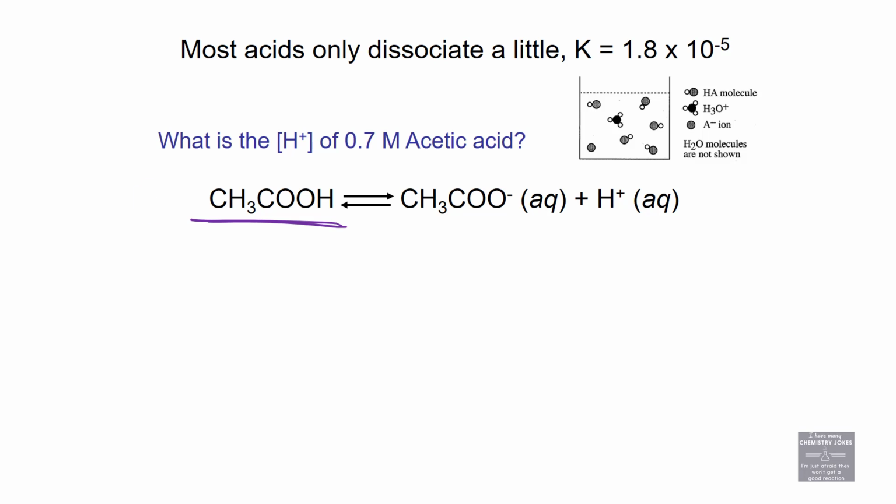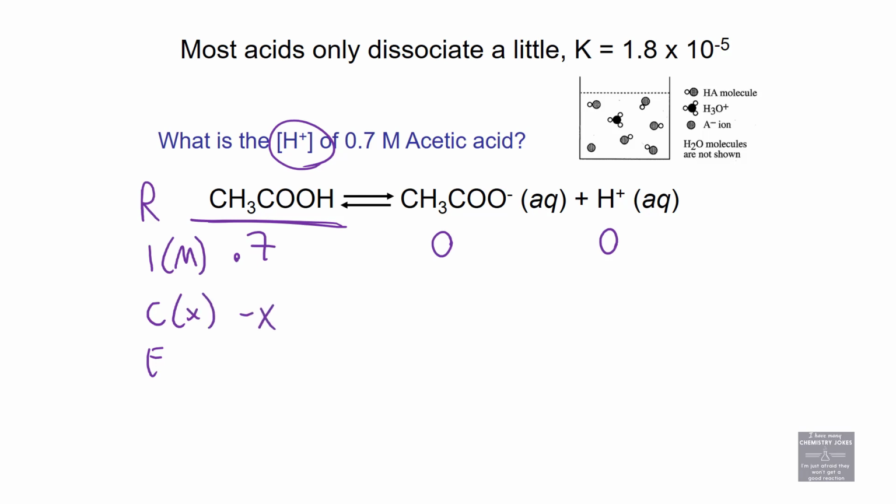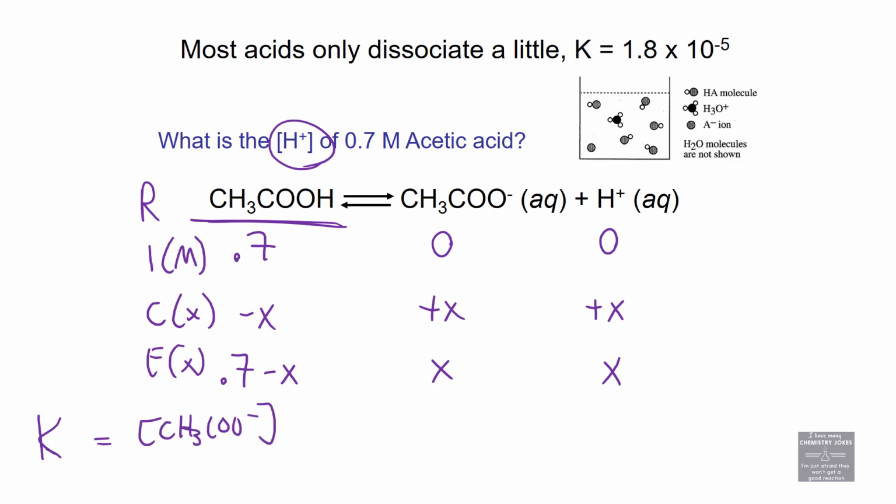Weak! So I need to do an equilibrium table to figure out the concentration of H+. I'm going to start with 0.7 molar, this stuff. My initial concentration is 0.7 molar. None of this, none of that. I'm going to lose some, I'm going to gain some. And my equilibrium concentration, we'll put it in terms of X just because this is our first rodeo with this guy. Looks like this. So my K expression is CH3COO minus times H plus divided by CH3COOH.